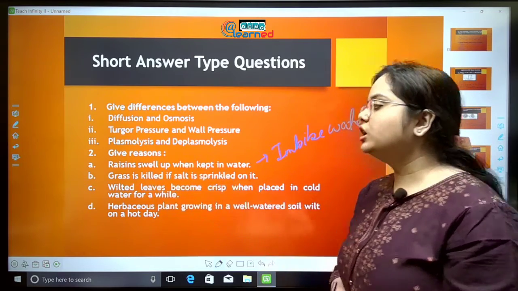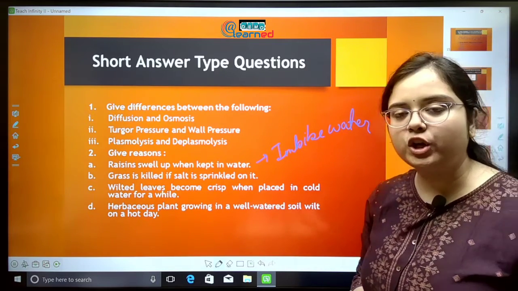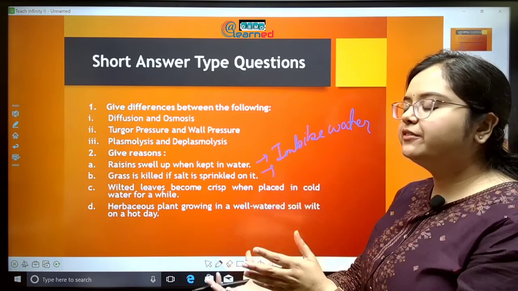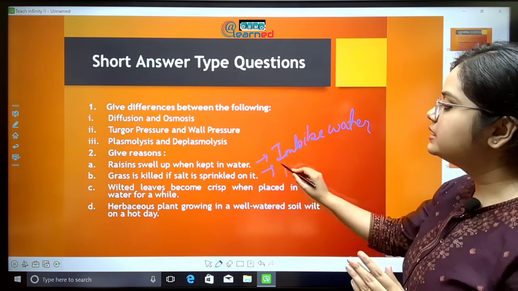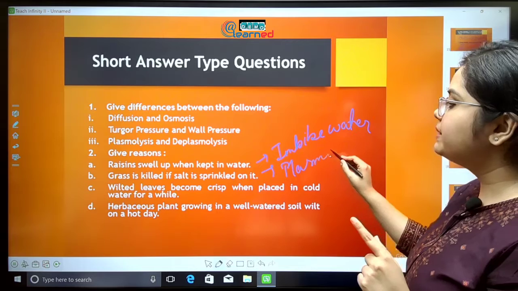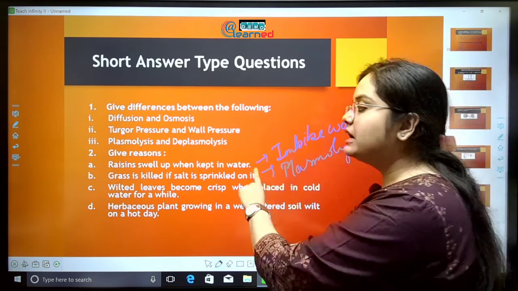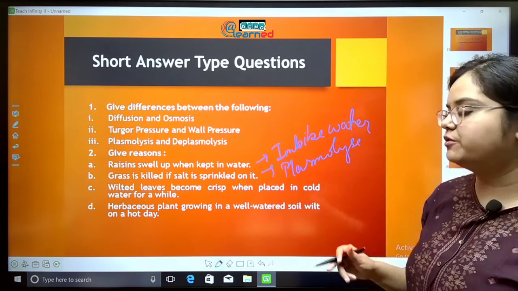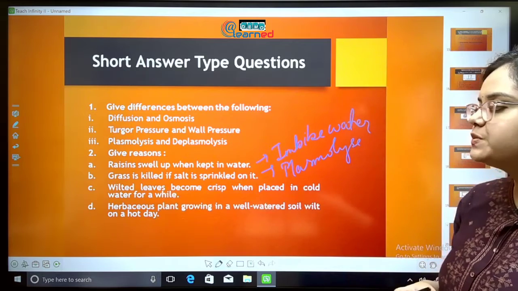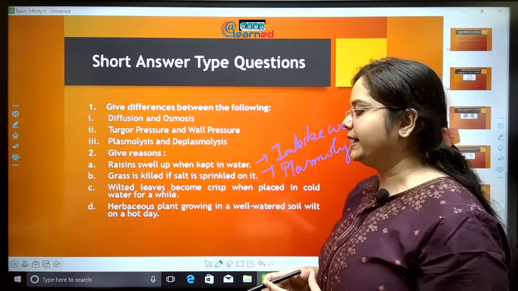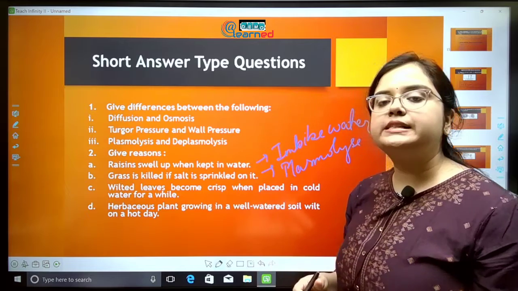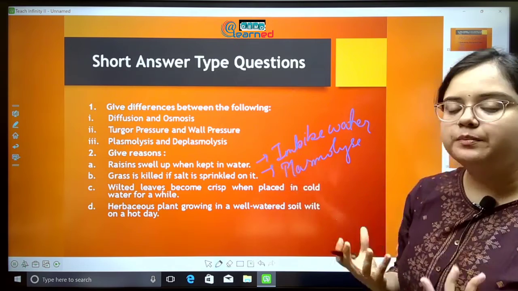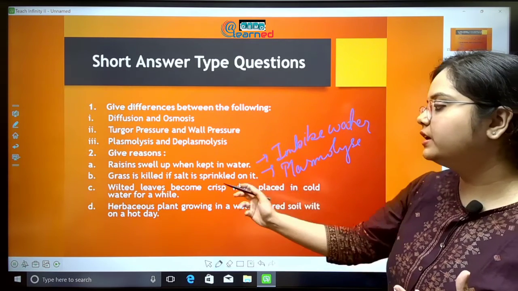Grass is killed if salt is sprinkled on it. If salt is sprinkled on it, the grass cells will plasmolyze. So, they will lose water and they will be constricted. Write it as the grass cells will plasmolyze. But if the marks are more, if there is a 2 marks question, then you go into the plasmolysis process. You discuss the process of plasmolysis. Lastly, wilted leaves become crisp when placed in cold water for a while. When they are placed in cold water, these wilted leaves will take up the water. Again, imbibition will happen and they become crisp.